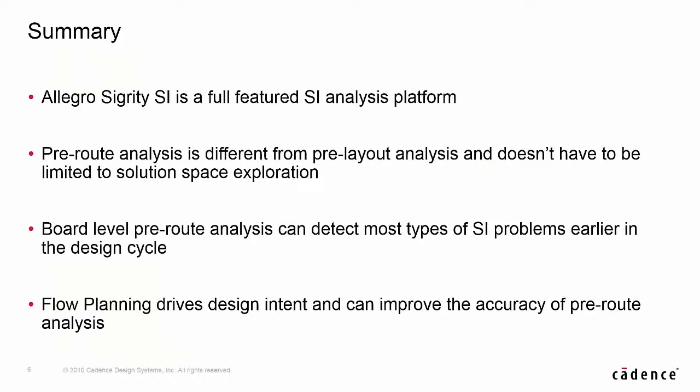In this demo, you've seen just a few of the features found in Allegro Sigrity SI. We've seen that pre-route and pre-layout are in fact different types of analysis, and that pre-route can be used to detect SI problems earlier in the design cycle. Pre-route is the best time to find out if you need any terminators, as they are too painful to add post-route. And finally, we've seen that because flow planning drives design intent in terms of how the routing will take place, it can be useful at the pre-route stage to improve the accuracy of SI analysis.